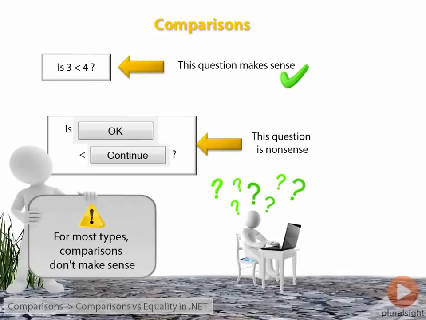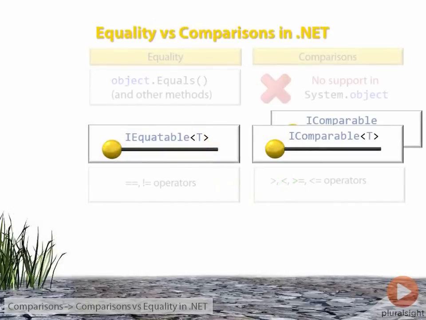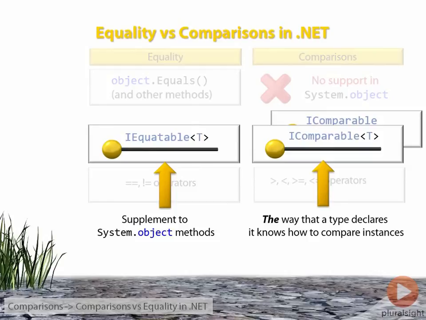Supporting comparisons wouldn't make sense for the vast majority of types in .NET, and because of that, it would, frankly, be silly to have System.Object support comparisons. This means that, whereas for equality, IEquatable<T> is merely a sometimes useful supplement to the System.Object methods, for comparisons, IComparable<T> really is the way that types should declare that they know how to compare themselves.